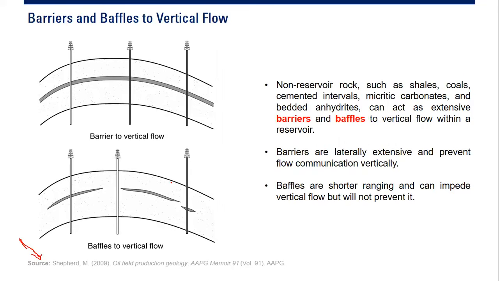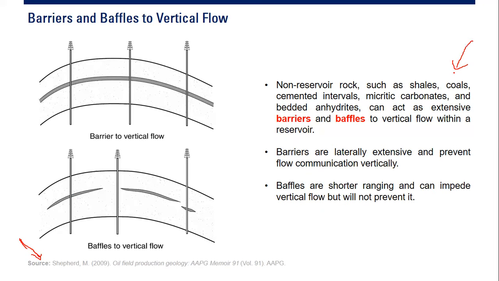Okay, so now we can read these bullet points together. This is very important, and again, it's quick. All right, so you can read it with me. Non-reservoir rock, such as shales, coals, cemented intervals, micritic carbonates, and bedded anhydrites. All of them can act as extensive barriers, continuous, or baffles to vertical flow within a reservoir.